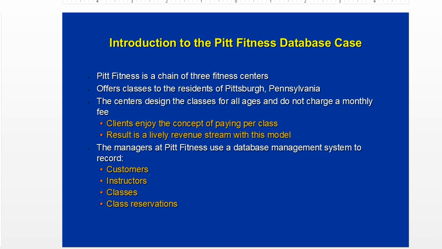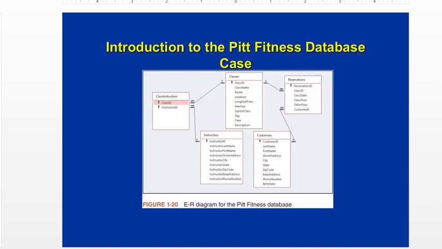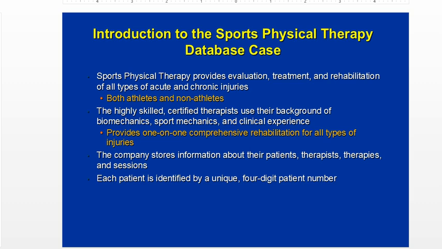Introducing the second company, which is the Pit Fitness Database Case. It is a chain of 3 fitness centers that offer classes to residents of Pittsburgh, Pennsylvania. The centers design the classes for all ages. Clients enjoy the concept of paying per class, which results in a lively revenue stream with this model. The manager of Pit Fitness uses a database management system to record 4 main things: customers, instructors, classes, and class reservations. So those are the 4 things that they're utilizing.